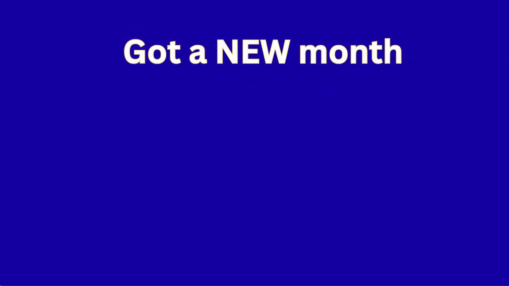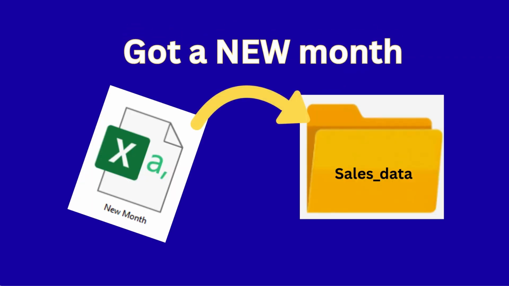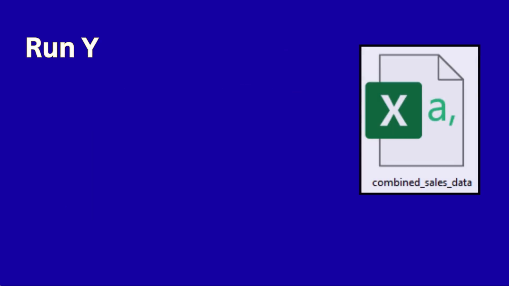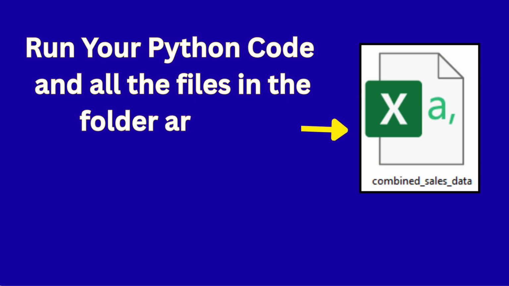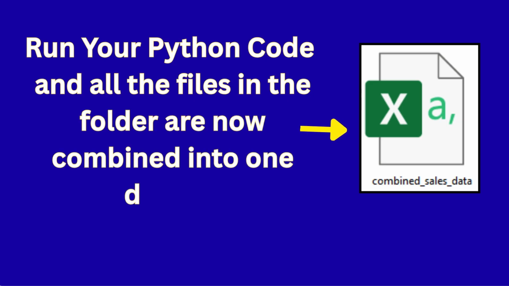But wait, do you have a new month? No problem. Just drop that new file into the folder where you have the other files and run the Python code. And boom, you will have one dataset filled with all the other months. Instead of opening each file one by one, Python does everything automatically.